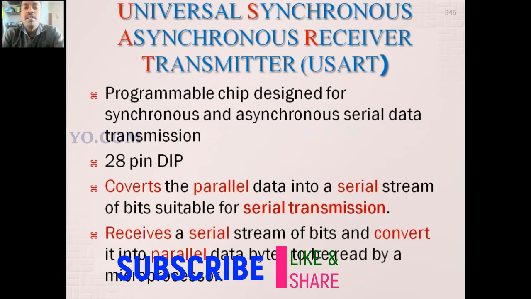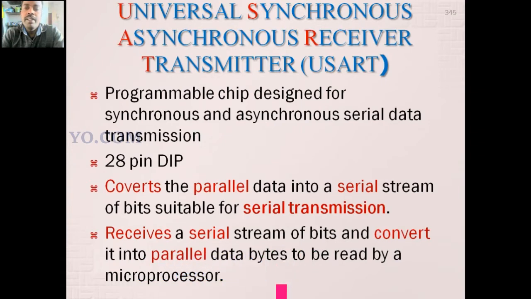What is universal? Universal means it is common to any device. The 8251 can be used with any microprocessor or any microcontroller to transfer the data in serial manner. Then synchronous. What is synchronous? Synchronous means the transmitter frequency and the receiver frequency are both the same. Two devices operated at the same frequency is synchronous. Asynchronous means the two devices operate at different frequencies.